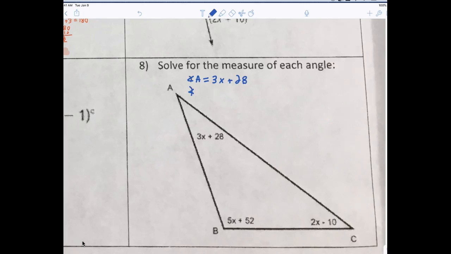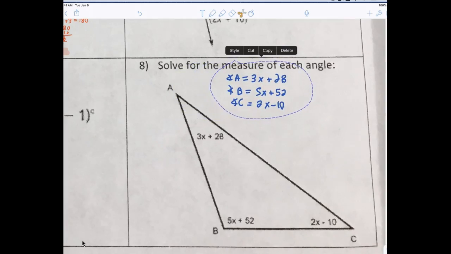And then angle B is equal to what? Wait a minute. No. Angle B is 5x. I want you to write it like this: 5x plus 52. And angle C is equal to 2x minus 10. Do you understand this?